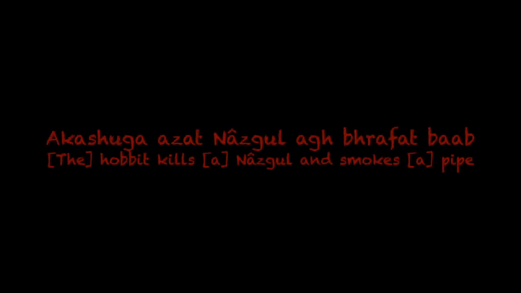Now that you have a little more vocab and sentence examples on top of what we've already covered in previous lessons, which hopefully you've been taking notes of, you can make some fun sentences. For instance, Akashuga azat nazgul bhrafat baab, or the hobbit kills a ring wraith and smokes a pipe.